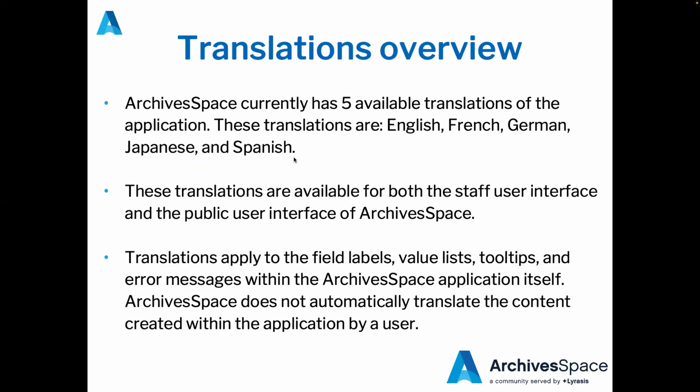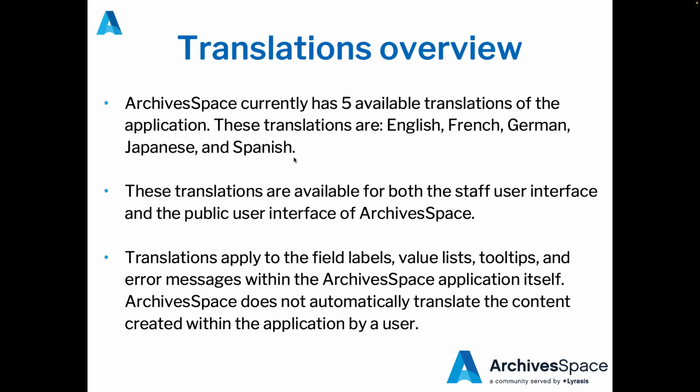ArchivesSpace currently has 5 available translations of the application. These translations are English, French, German, Japanese, and Spanish. These translations are available for both the staff user interface and the public user interface of ArchivesSpace. A user or archivist working in the staff user interface can select their preferred language through the Preferences section of the staff user interface. And on the public user interface, a user can select their preferred language through the language selection dropdown on the upper right-hand corner of the application.